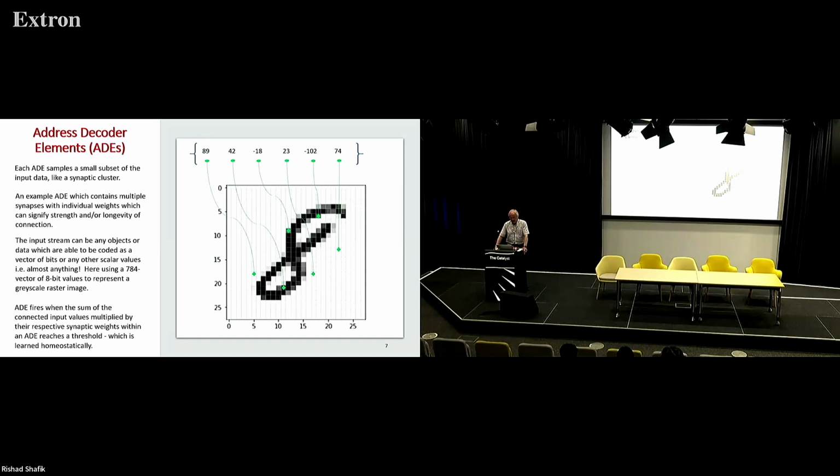One of the key things here is that when we generate these address decoder elements, which essentially we do randomly with some clustering, we then learn the threshold at which each address decoder element fires using a homeostatic algorithm. We basically adjust the threshold until each address decoder element fires at the same rate. So each ADE may fire for roughly 1% of the input samples in the training set.